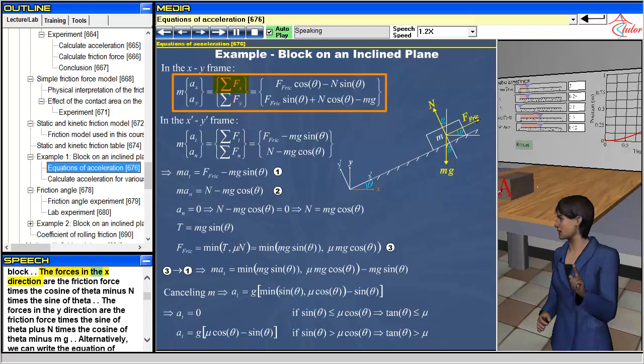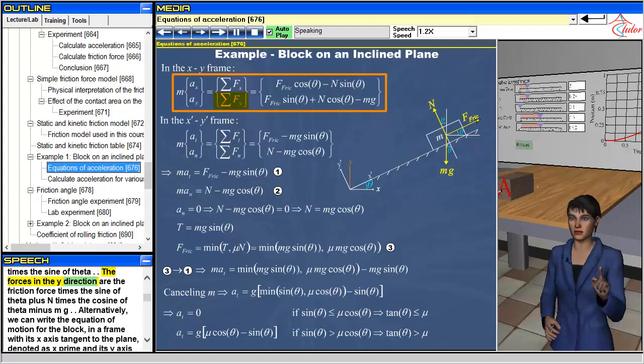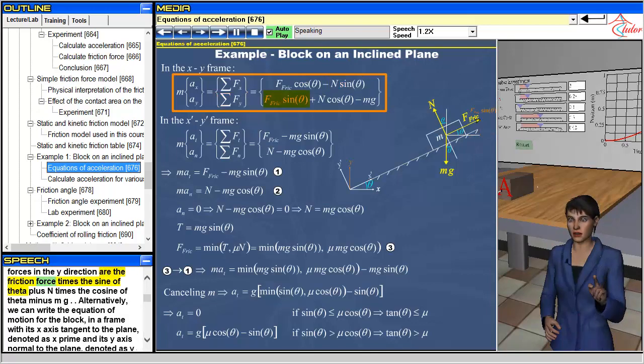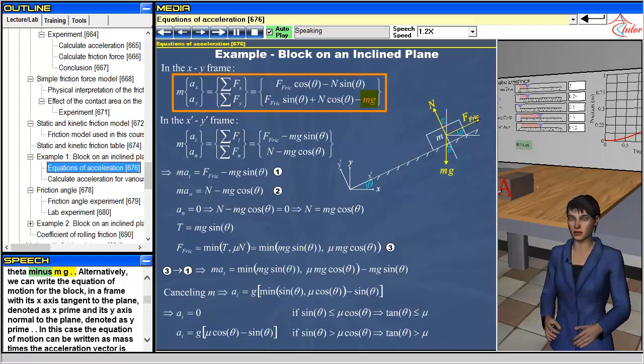The forces in the x direction are the friction force times the cosine of theta minus N times the sine of theta. The forces in the y direction are the friction force times the sine of theta plus N times the cosine of theta minus mg.